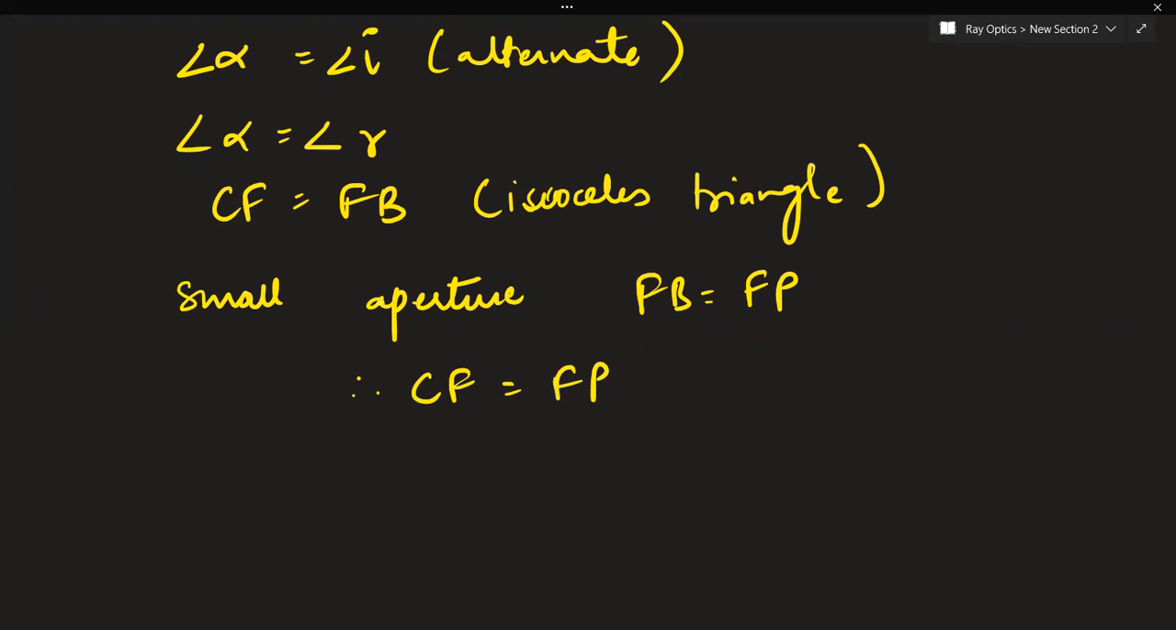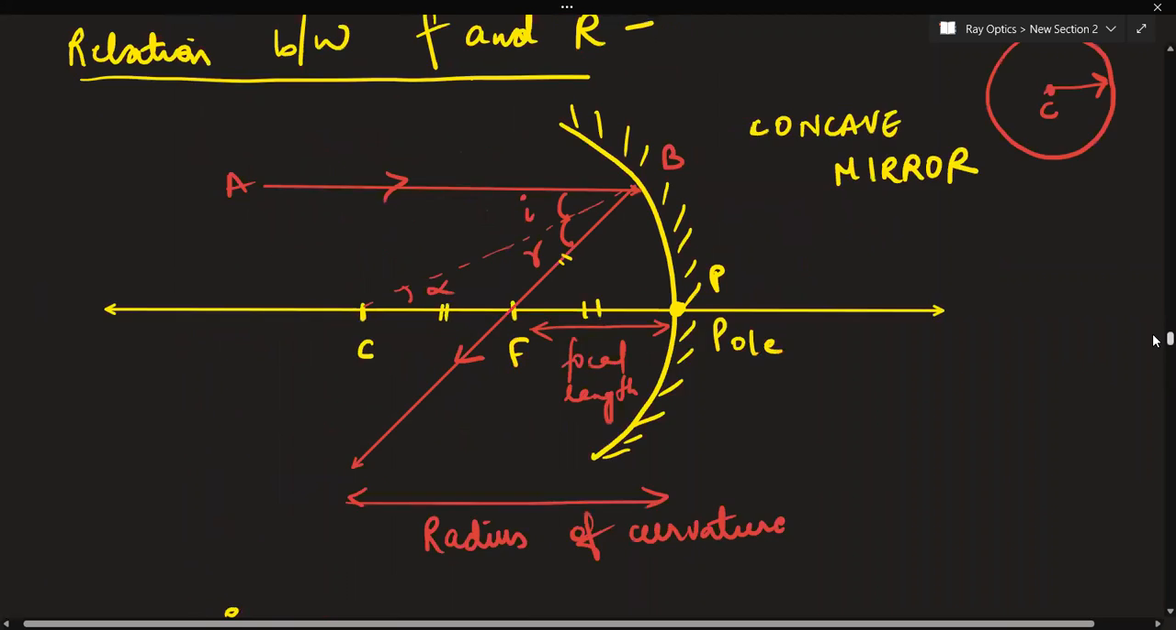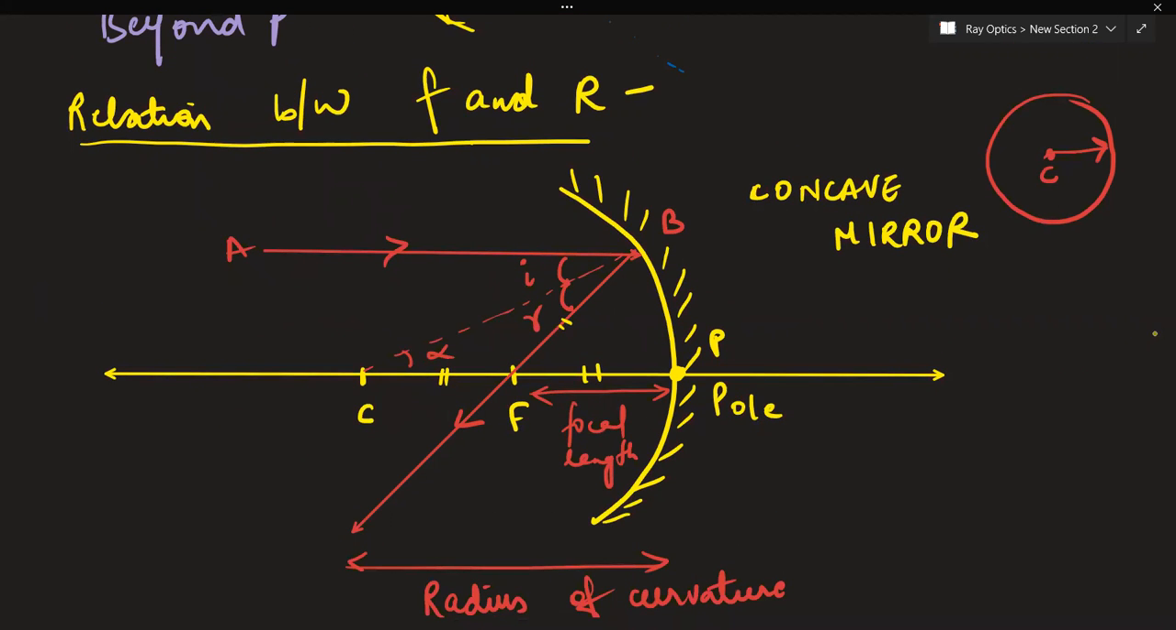Now CF plus FP is forming your complete radius of curvature. Alpha is the random angle that I've taken. Alpha has not been mentioned. See, this is the normal that is drawn to the mirror for the formation of laws of reflection that I've extended, and that angle that it is making with the principal axis, I have named it randomly as alpha. It is no such angle and it has no definition. We have done this construction part in order to obtain the relation between focal length and radius of curvature.